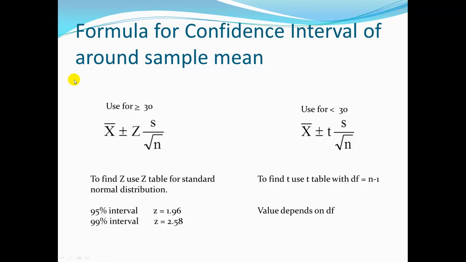Now, let's move on to your formula for this. Your formula for calculating confidence intervals around a sample mean basically depends on your sample size. Just like when we were looking at our z-test and one sample t-test before, your formula is different on that. And this really comes down to when you can rely on the central limit theorem.